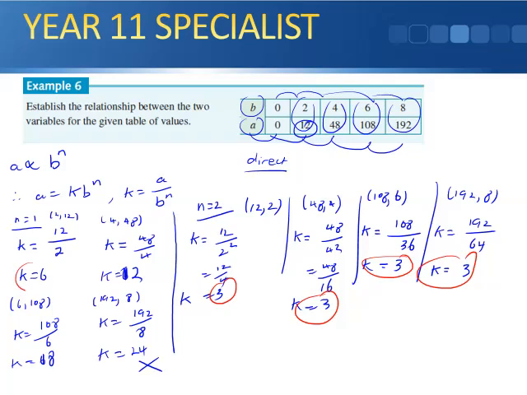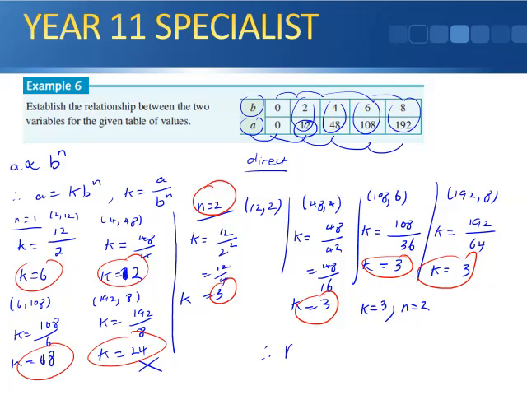See, on the other side, I had 6, 12, 18, and 24, all different. So how can K be all different? So I have K equal to 3, and I had let my n equal 2. So n equals 2. Therefore, the rule is A will equal my K, which is 3, and B to the power of 2, B squared.